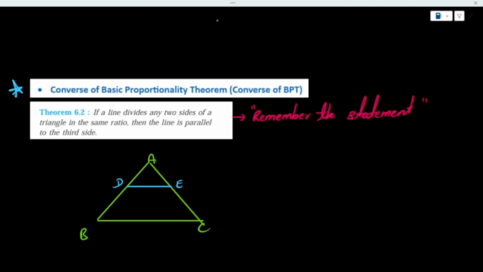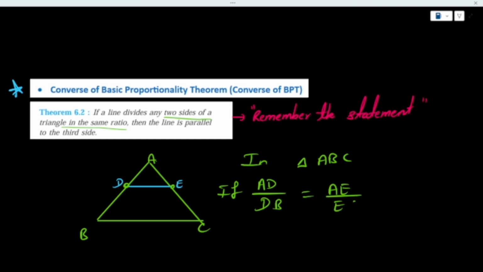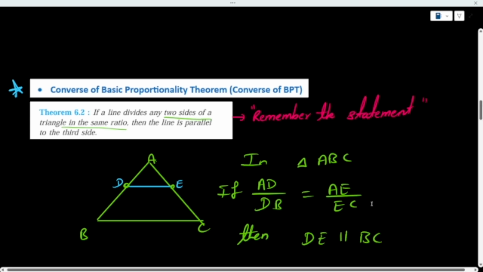Now similarly, what is the converse of BPT? In the converse, we have started with the parallel line. If you see in triangle ABC, there is a line segment DE which divides the two sides AB and AC, those two points, in the same ratio. That means if AD by DB is equal to AE by EC, then using the converse we can say that DE will be parallel to BC. This is called the converse. This we also use to solve the questions.